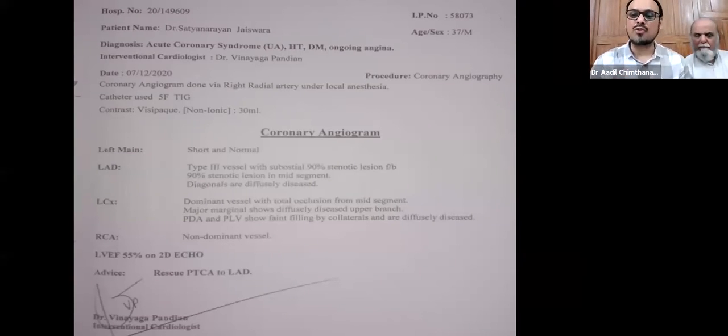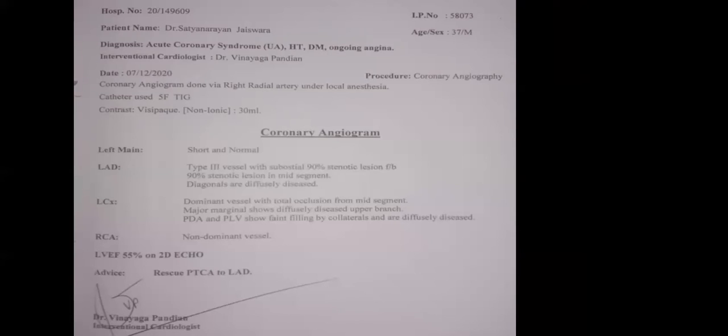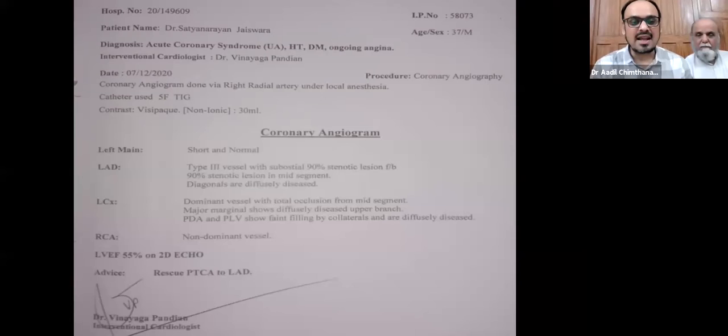This is diabetes. If you get a picture, see the age, this is diabetes. Control the diabetes, not the blood sugar, but the diabetic disease. RCA, that's right coronary artery, is a non-dominant vessel. So this gentleman is unlucky, because in 70% of our population the right coronary artery, as I told you, becomes the dominant vessel, supplies the major part of the heart.